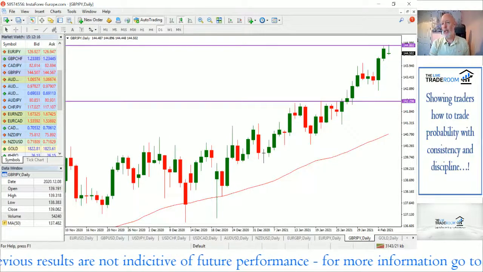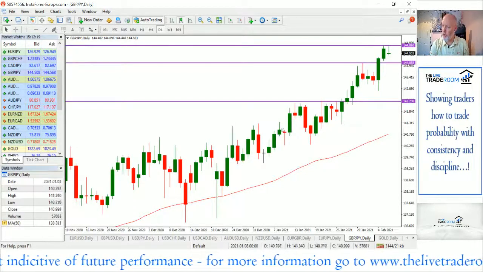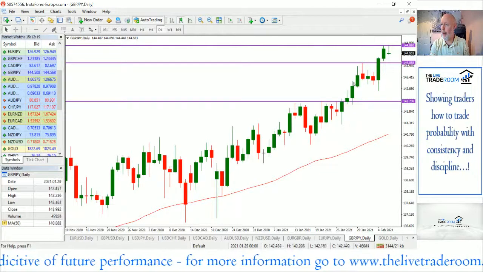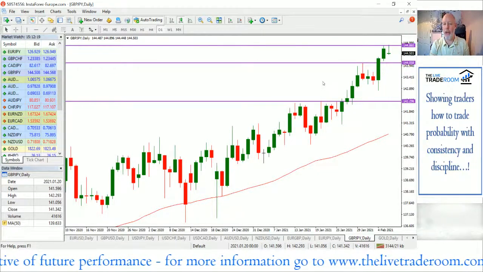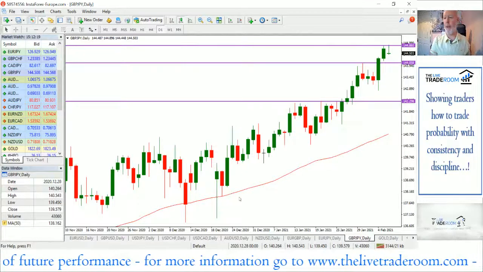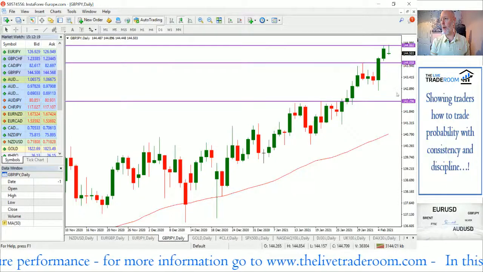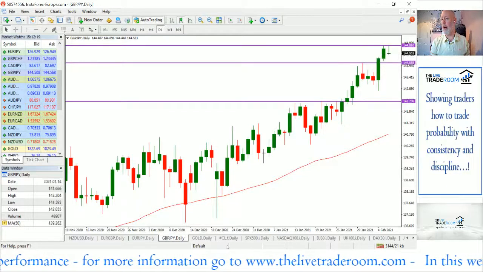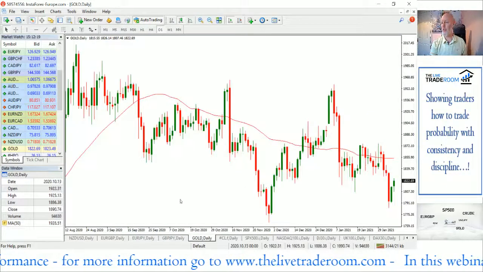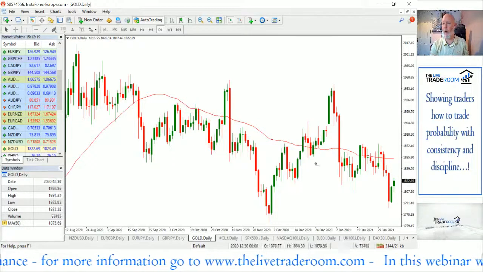So there's an argument that it's been grinding with quite shallow pullbacks, and you'd really want to have a strong bias for the pound to be able to get into that trade. And you can see today we've just rolled off the highs, so again, not a fantastic opportunity in many of these currency trades today.